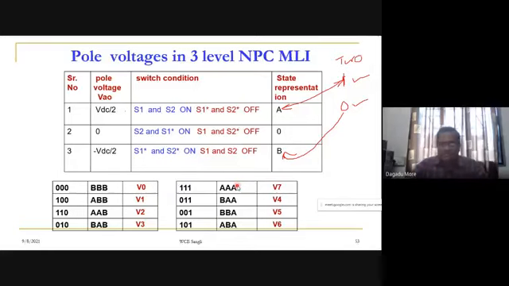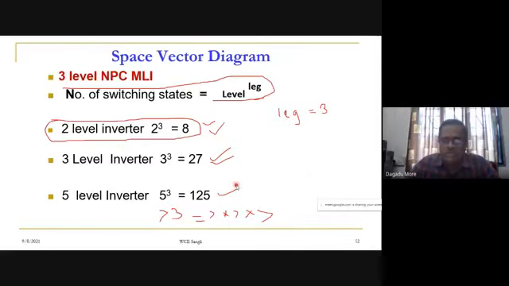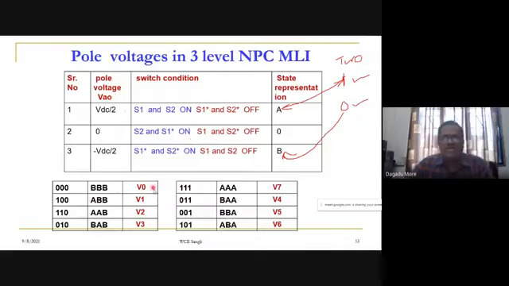How many switching states do we get for this inverter? We have 27, and these 8 are common, whether we call it two level or three level. We have just shown it here. 0 you replace with B, 1 we replace with A, and you already know V1, V2, V3, V5, V6, V7, all these. So these states are common for a two level and a three level.